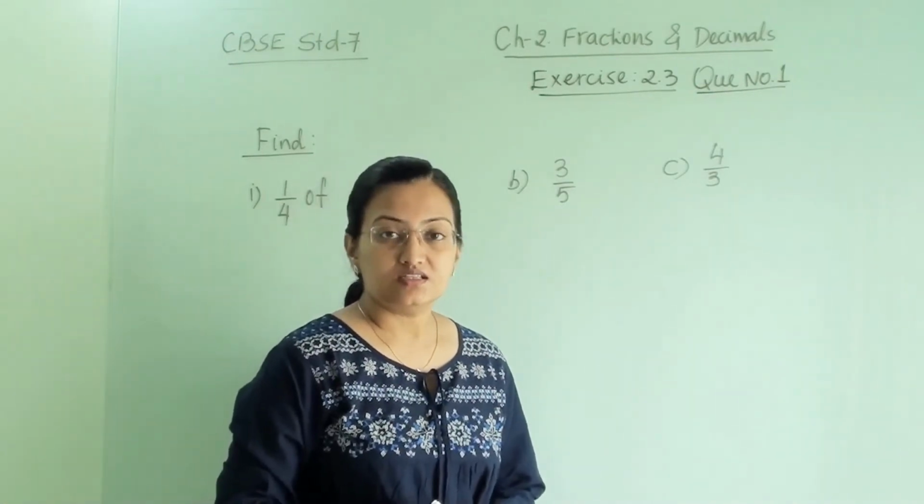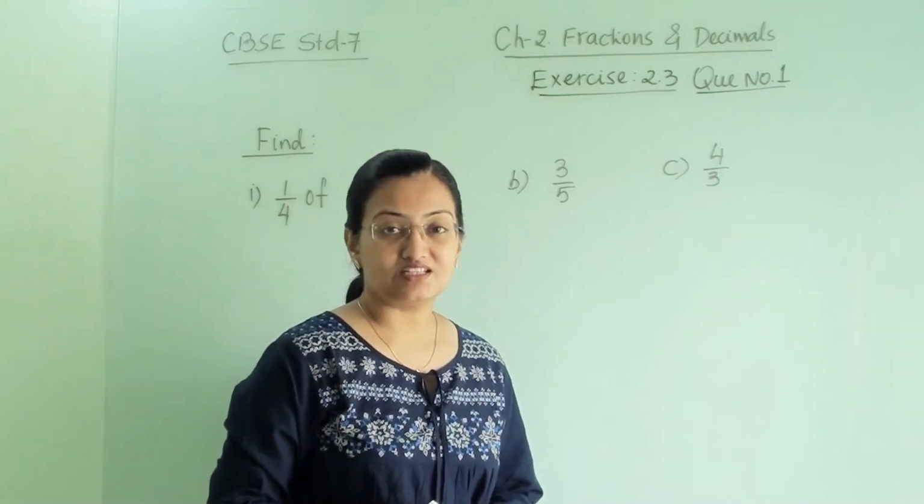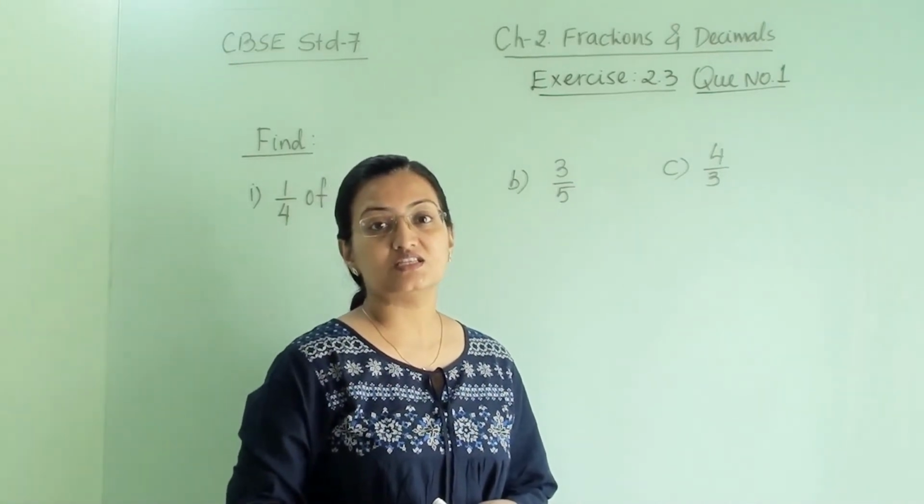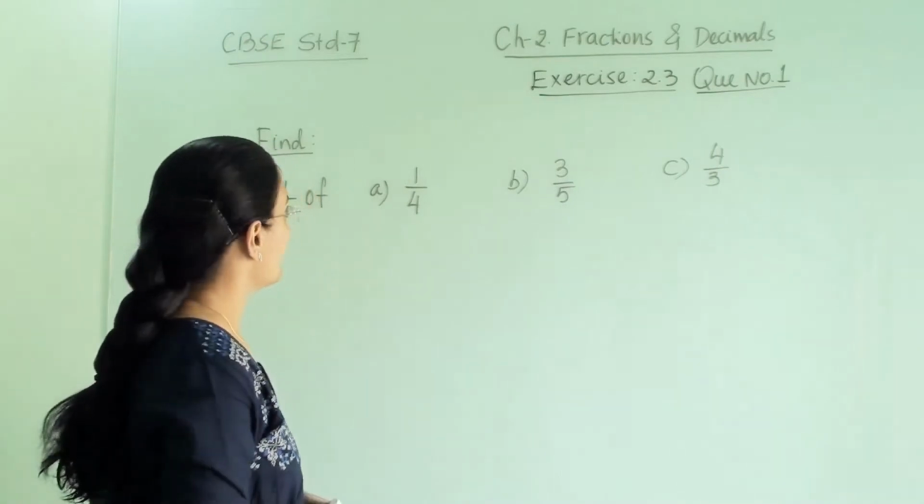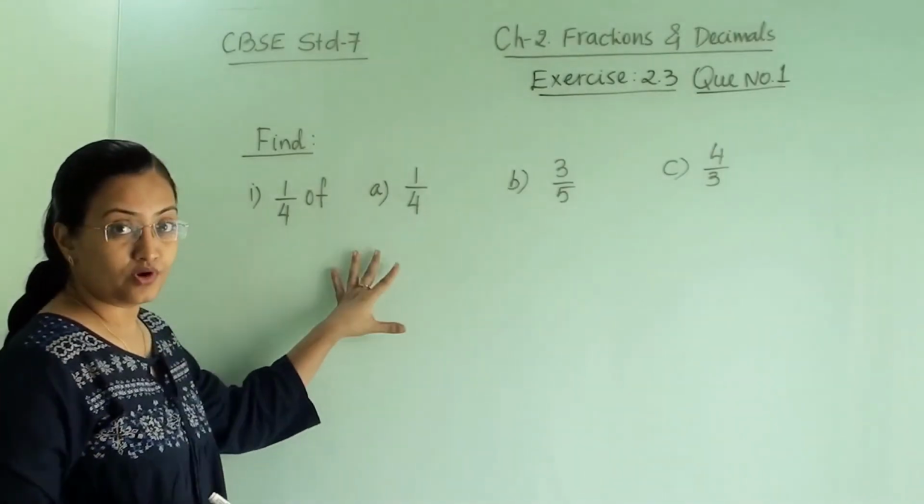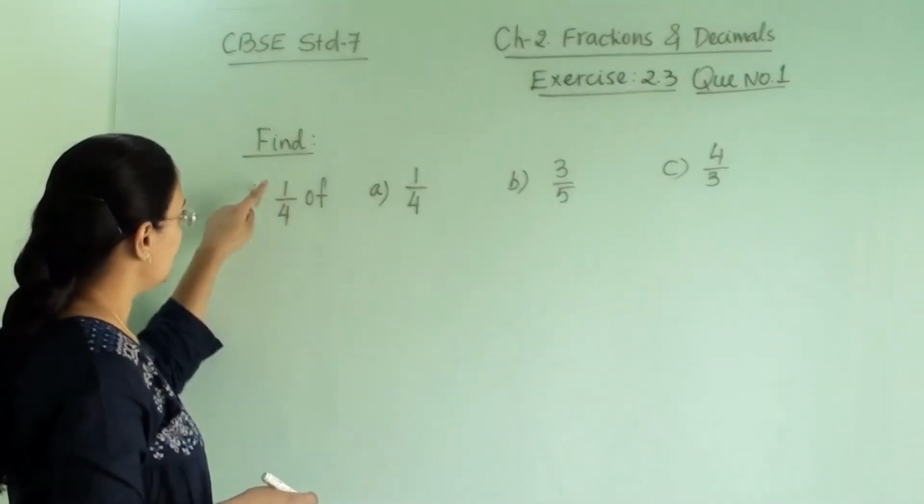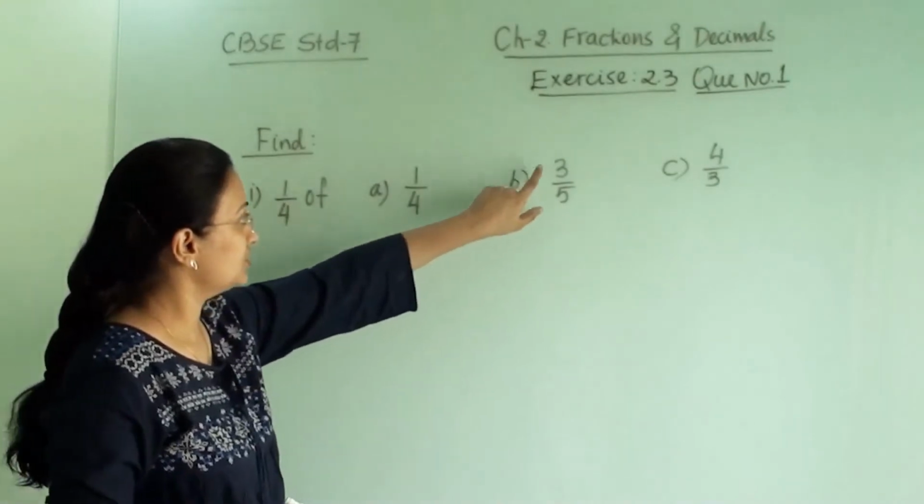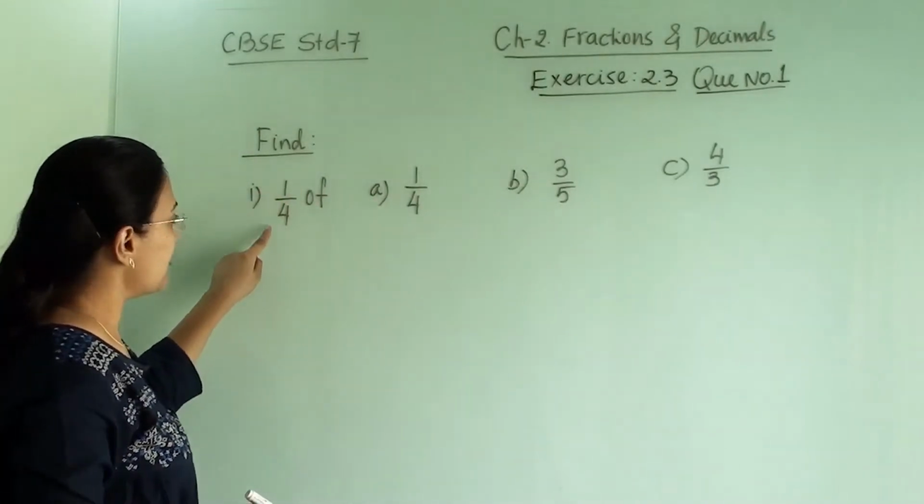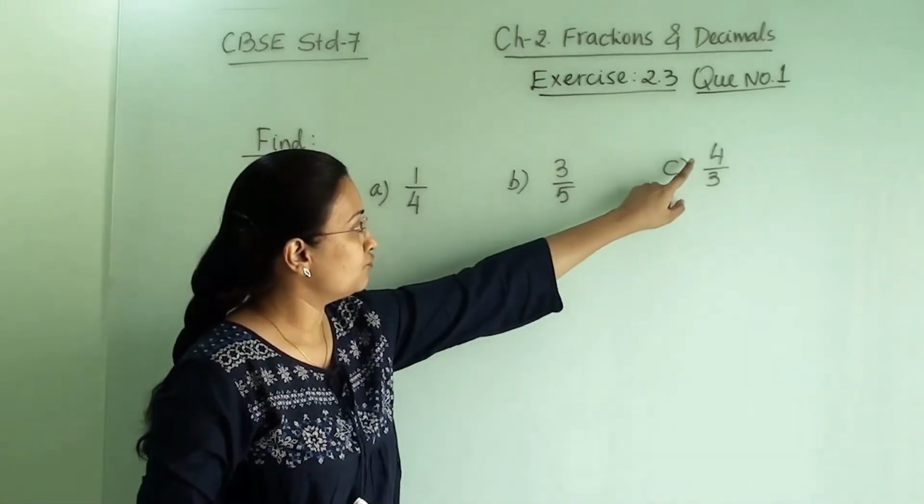This is chapter number 2, that is fraction and decimal under CBSE Standard 7 syllabus. So here the first question is find. We have to find out the products of 1 by 4 of 1 by 4, 1 by 4 of 3 by 5 and 1 by 4 of 4 by 3.